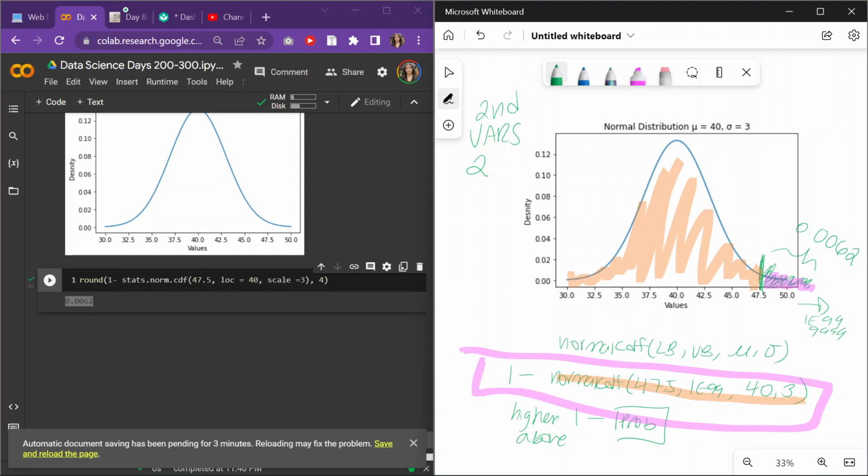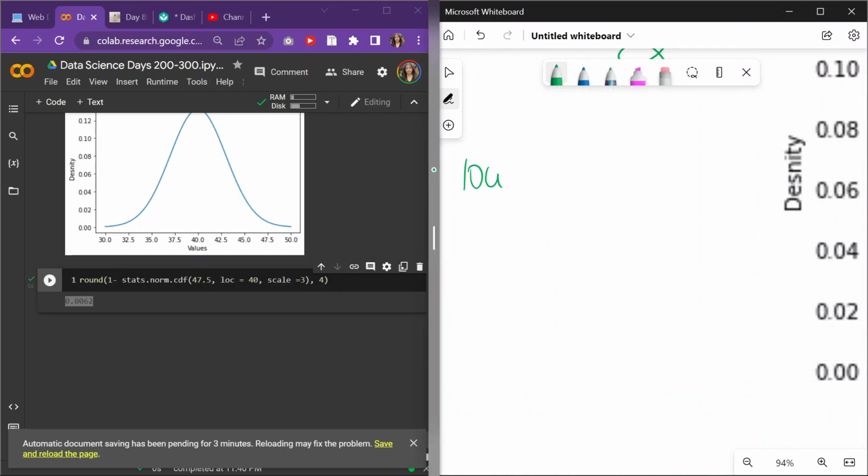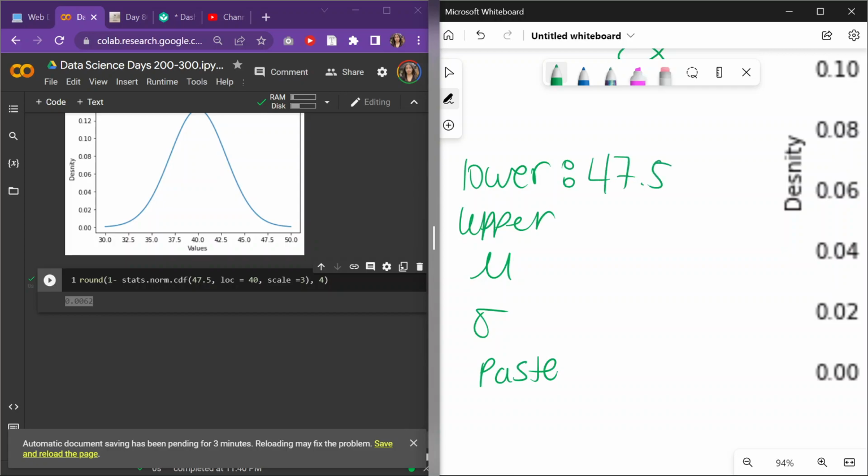Let's see. You do second vars. Yeah, it's second vars 2. And if you have a TI-84, it's asking you for your lower, your upper, your mu, your sigma. Okay, it's asking you for your lower, your upper, your mu, your sigma, and then it has a paste option. So your lower in this case is going to be 47.5, because that's your lower bound. Your upper bound, you're going all the way to E99. Your mu is 40, sigma is 3, and then you just click enter here.